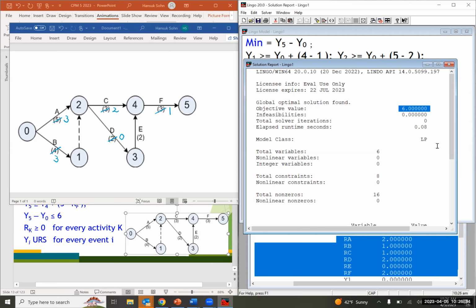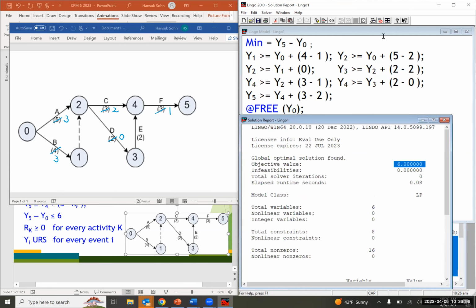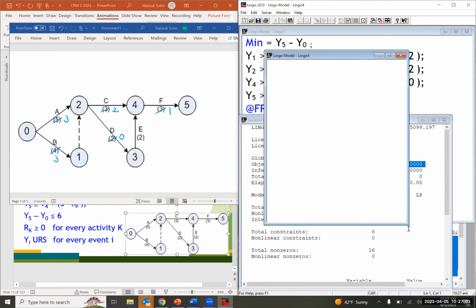And of course, if you want, you can construct the dual LP to obtain detailed information about the critical activities and critical path. So let's do that, because this is a small network diagram, so we can easily build up the dual LP.